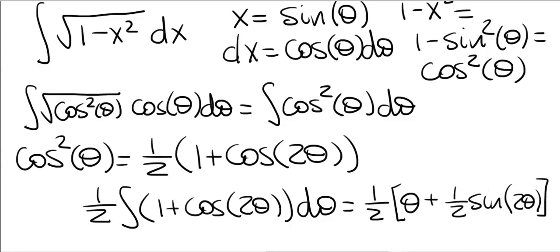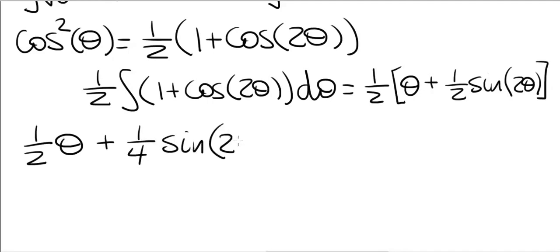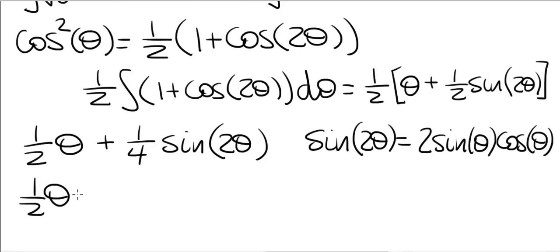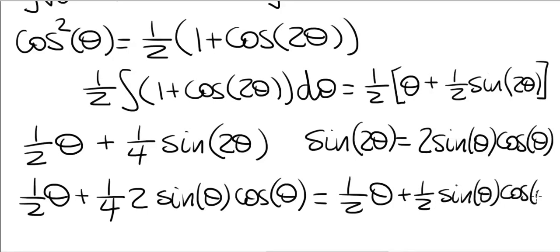Let's multiply everything by 1/2. We have 1/2 times theta plus 1/4 times the sine of 2 theta. But recall that sine of 2 theta is equal to 2 times sine of theta times cosine of theta. So this is 1/2 theta plus 1/4 times 2 sine of theta times cosine of theta. And finally we have 1/2 theta plus 1/2 sine of theta times cosine of theta.